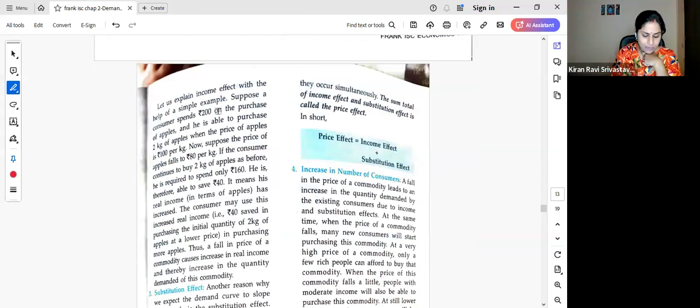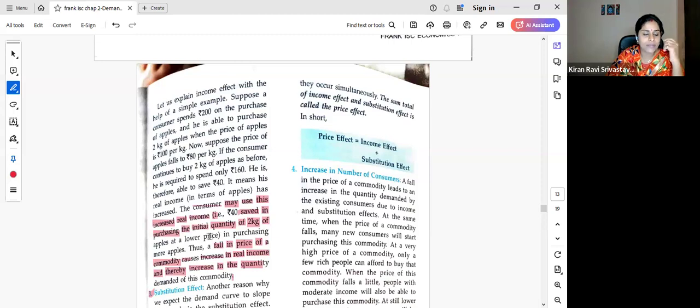Now let us explain. I have already explained this, so I am just ignoring the apple example here. Now for the saved part, the consumer may use this increased real income, the saved income, in purchasing the initial quantity of 2 kg. In case of a fall in the price of a commodity, it causes an increase in real income and thereby increases the quantity demanded of this commodity. So it's one and the same. I gave you the burger example. Here they're giving you an apple example. So it means the same.